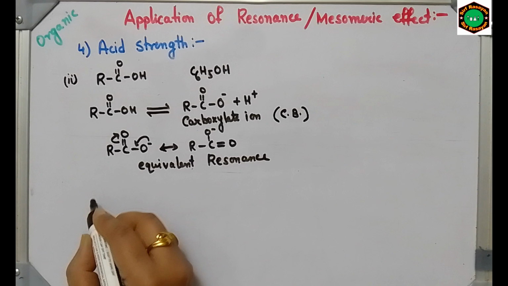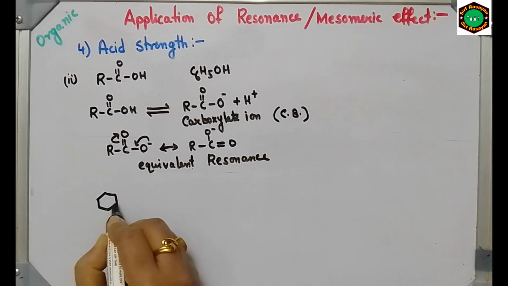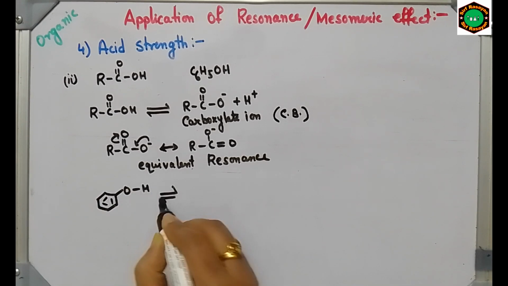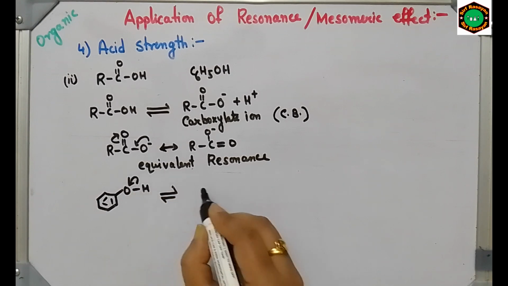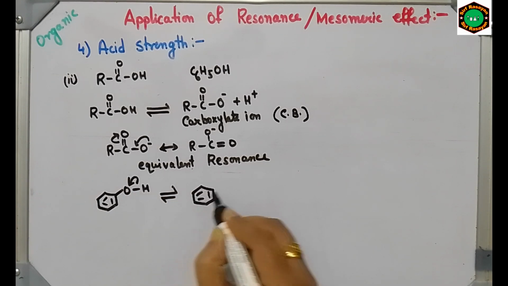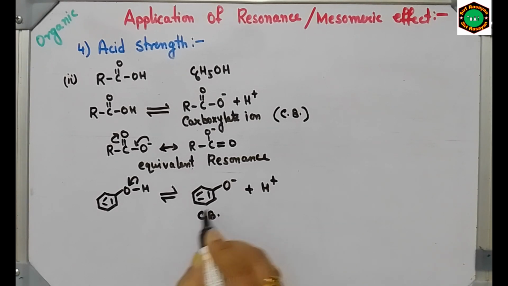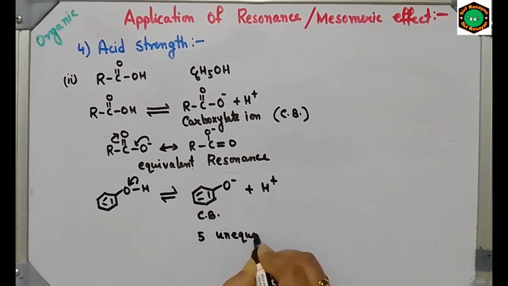Now what is about phenol? Take phenol, remove H plus, you will get corresponding conjugate base, phenoxide ion. And we have seen there are 5 unequal resonating structures. So between carboxylate ion and phenoxide ion, which one is more resonance stabilized?